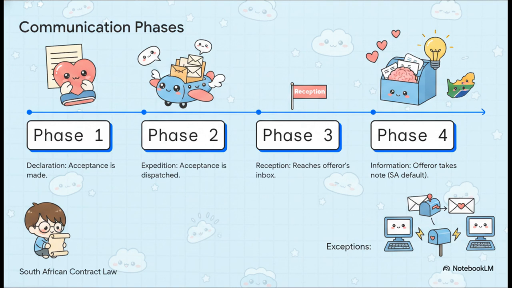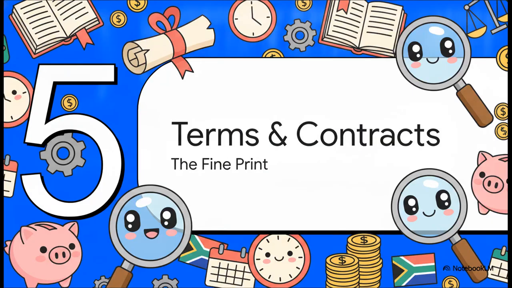Now, what's really interesting here is that South Africa defaults to the information theory. The contract officially sparks into existence the moment the offerer takes note of the acceptance. But you absolutely have to know the exceptions. We use the expedition theory for postal contracts, and we use the reception theory for data messages, like emails and WhatsApps.